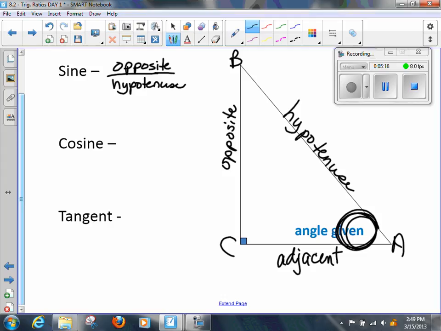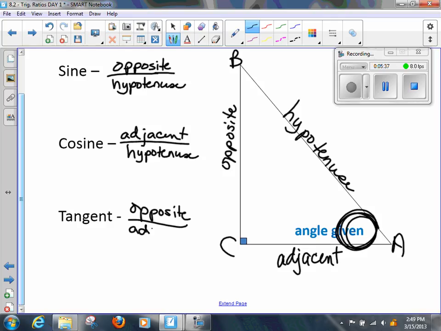Cosine is adjacent over hypotenuse. Tangent is opposite over adjacent. I want you to look at that. Write that down for me.